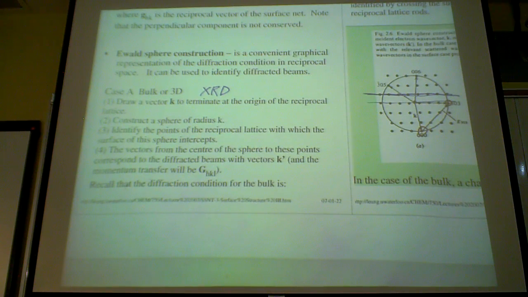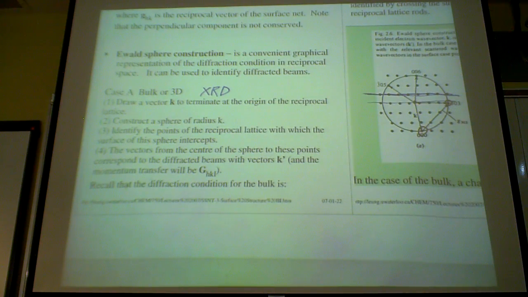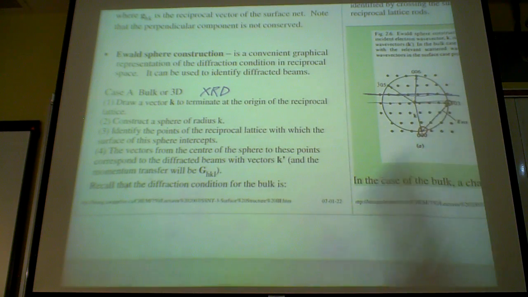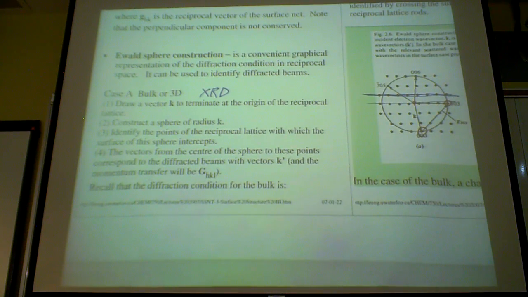Now, if you change the wavelength of your X-ray, what is the effect? If you change the wavelength of the X-ray, you are basically changing the size of this radius. So if you go slightly larger or smaller, then you have a bigger or smaller balloon from that original point. And of course, if that happens, it will intercept different points, and then you will see a different X-ray pattern in the diffraction pattern.